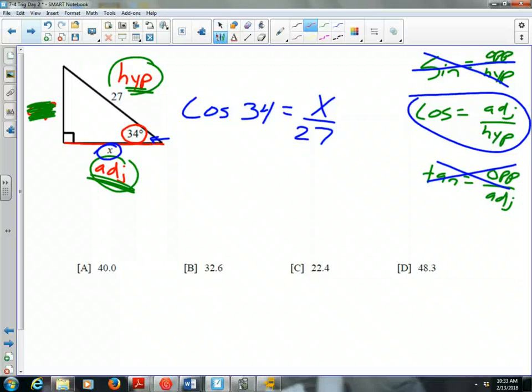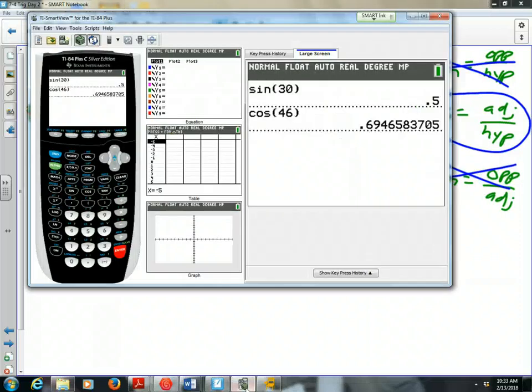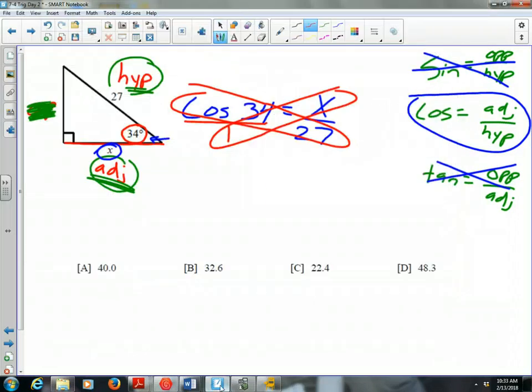So what we're going to do here is now we're going to cross multiply. It's the cosine of 34 over 1. So when we cross multiply this, we're going to get our answer. So X equals the cosine of 34 times 27. Here's how you do that in your calculator. The cosine of 34, close the parentheses, times 27. And that length of X is approximately, to the nearest tenth, 22.4. X equals 22.4.